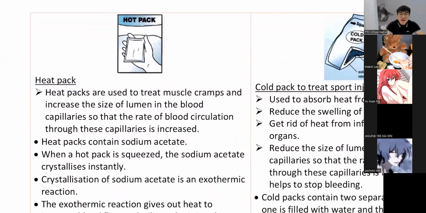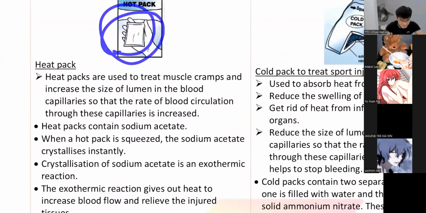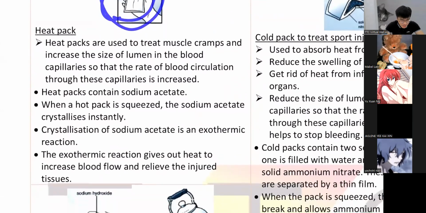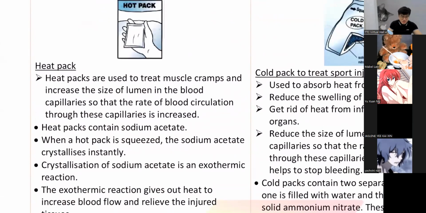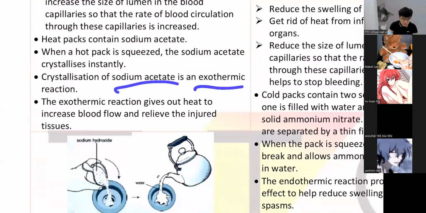And of course, next is your heat pack. I'm sure you know what this is, right? This heat pack, inside it actually contains something called sodium acetate. When you squeeze, this thing will start to release heat. So this is exothermic. You use this thing for what? For your muscle cramps, for blood circulation, if you have period pain, this thing is very helpful. But the thing is, this thing is only one use. You use it once, you have to throw it away. So that's your heat pack: sodium acetate, exothermic reaction.